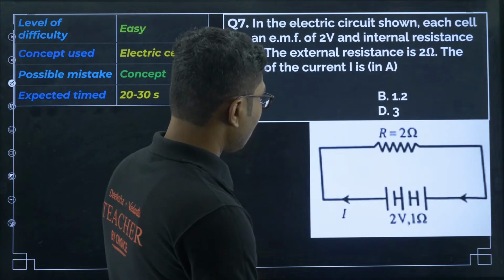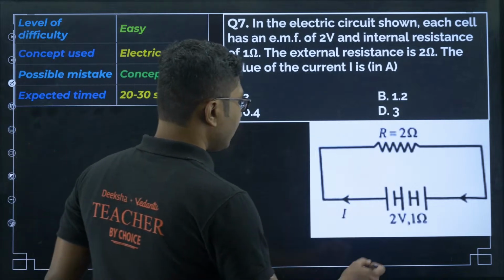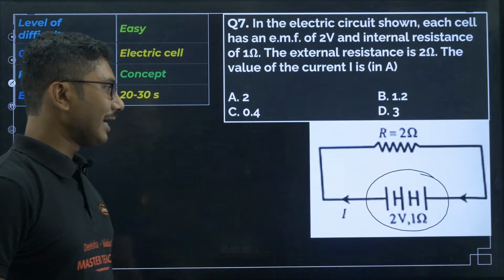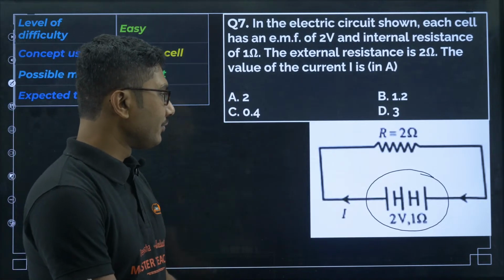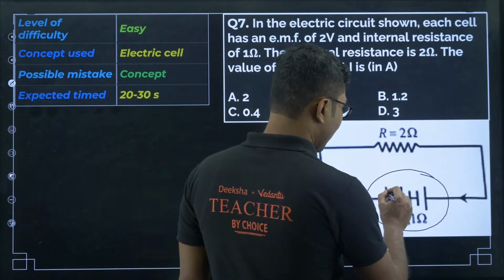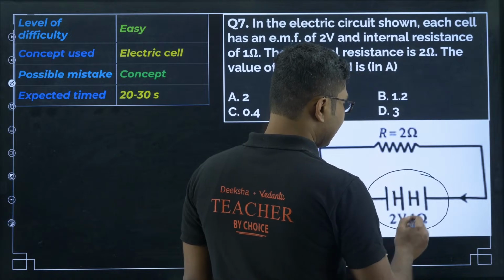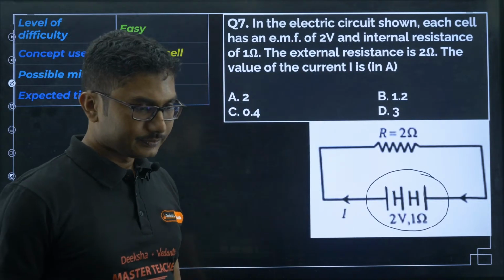The trick is in the circuit diagram. If you check this circuit diagram, this battery closely, how they are connected. If you see how many cells are there, one cell, then we have the second cell, then we have a third cell. The trick is here.